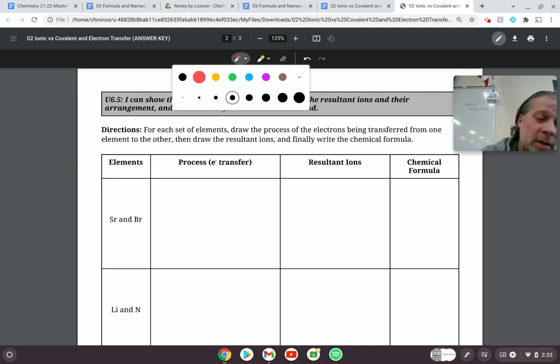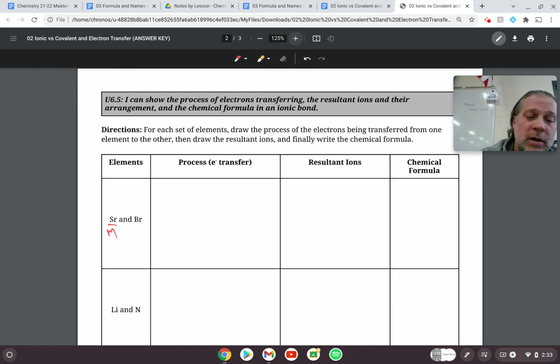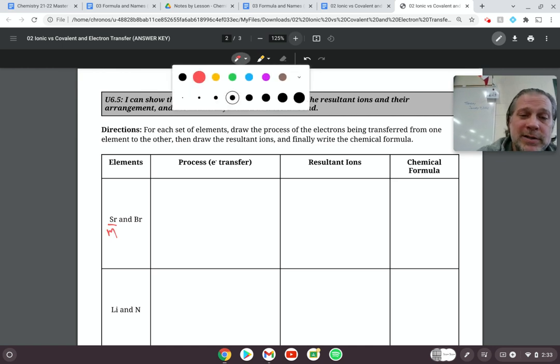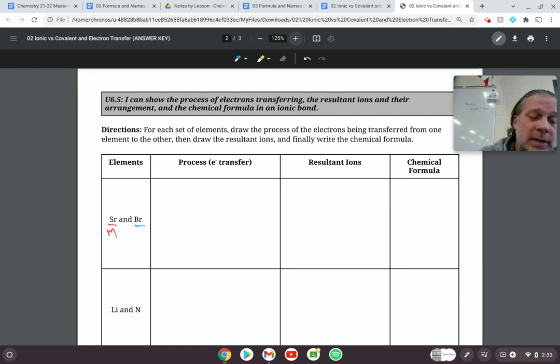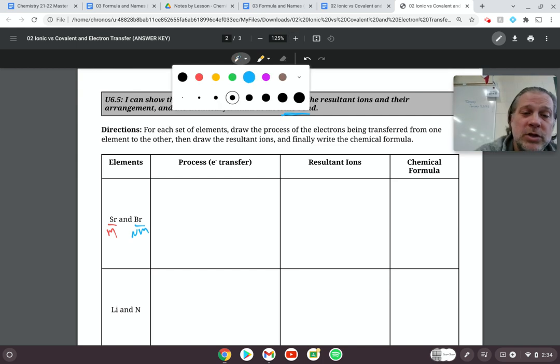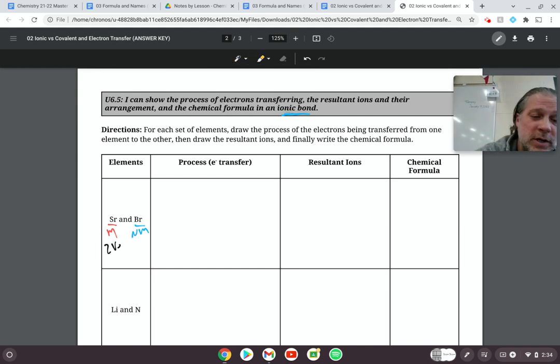Strontium is in the second column on the left side of the periodic table, so I know that it's a metal. Bromine is in the 17th column on the periodic table on the right side, so I know that it's a nonmetal. So that automatically tells me it's an ionic compound, or an ionic bond, so I'm going to have to follow the transfer rules. Strontium has 2 valence electrons because of where it's located, and bromine has 7 valence electrons because of where it's located on the periodic table.